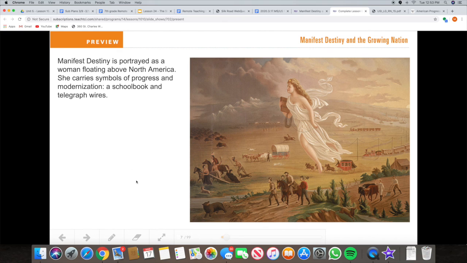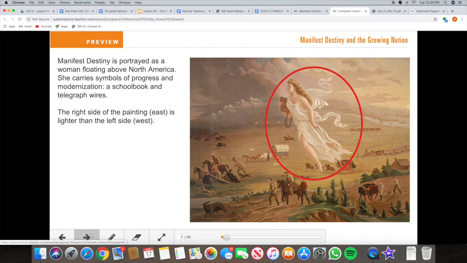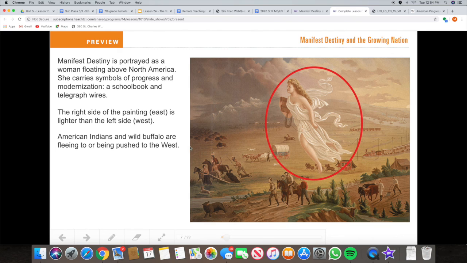technology. The right side of the painting, east, is lighter than the left side, so it is not as dark. So we are bringing light and understanding to the west, more or less. American Indians and wild buffalo are fleeing, or they are being pushed to the west.